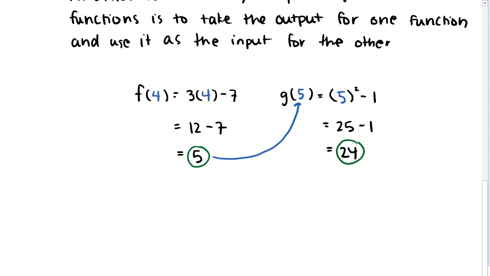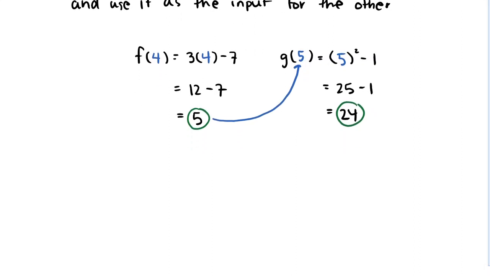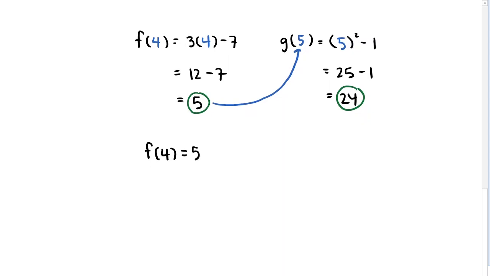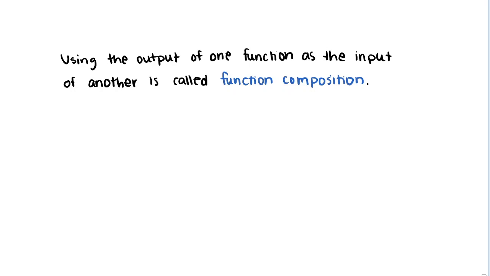Now, before I define composition a little bit more explicitly, one thing to take away is that this 5, this result from the first function, we can think of as f of 4. The output when we plug in 4 into our function f is 5. And so a way we can be more suggestive about what we're doing here is we can imagine that g of 5 is really the same as writing g of f of 4, because this was that 5 here. Maybe I'll write it this way. Okay, so using the output of one function as the input of another, this is called function composition.